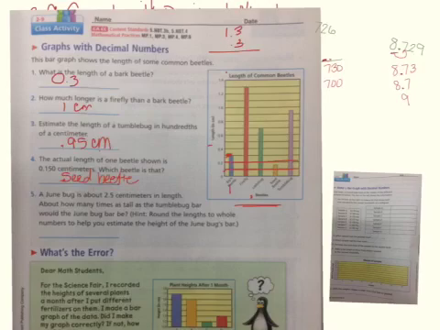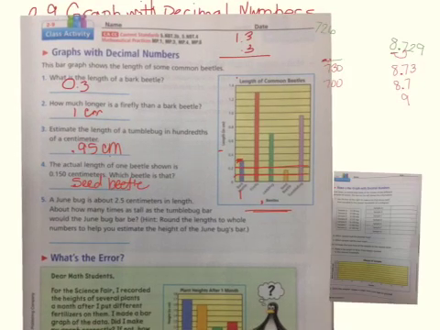A June bug is about 2.5 centimeters in length. About how many times as tall as the tumblebug bar would the June bug bar be? The hint is to round the lengths to whole numbers to help you estimate the height of the June bug's bar. So I'm looking at the tumblebug height, and we've already talked about it here. We estimated the height in number 3 to be 95 hundredths.